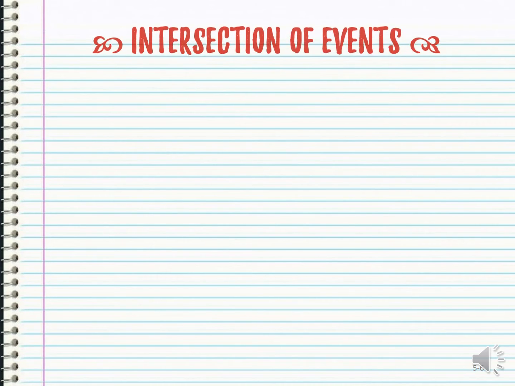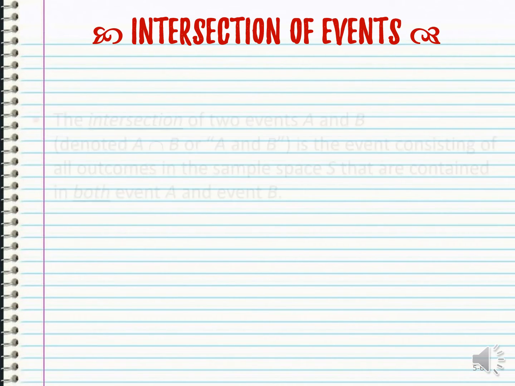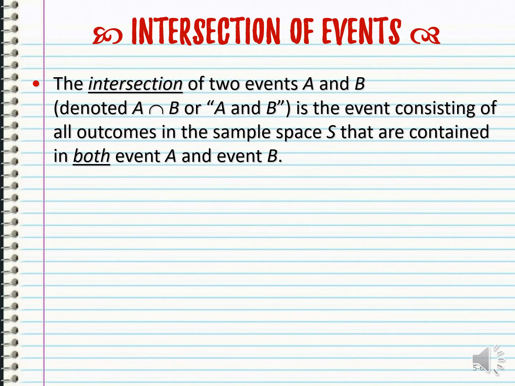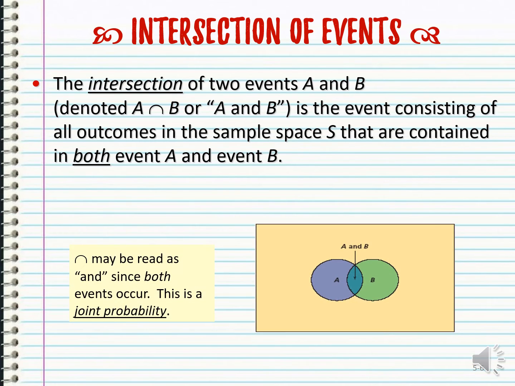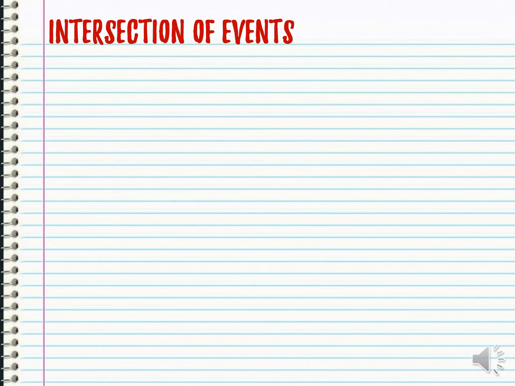We also have the intersection of events. The intersection of two events A and B is the event consisting of all outcomes in the sample space S that are contained in both event A and event B. Meaning it should be in event A and it should also be in event B. So it is read as and, since both events should occur.